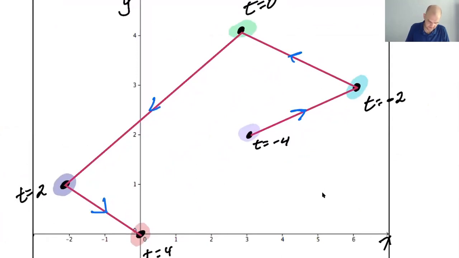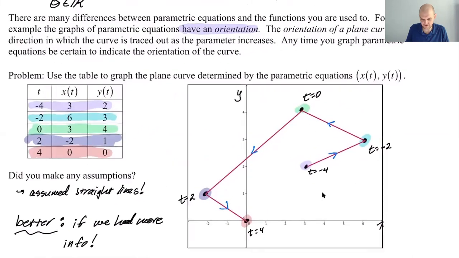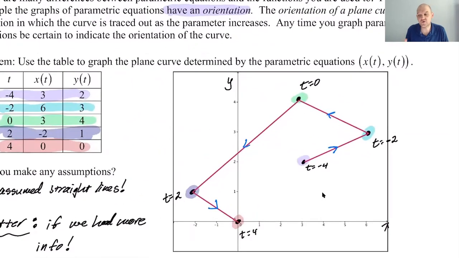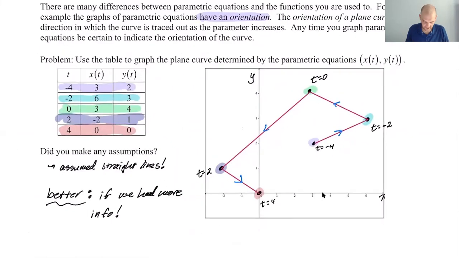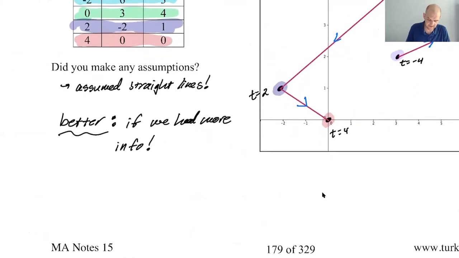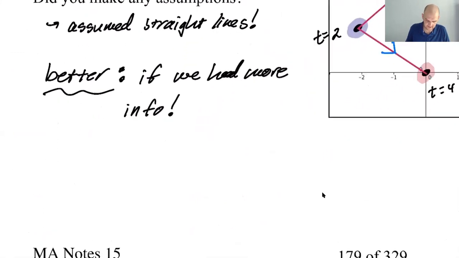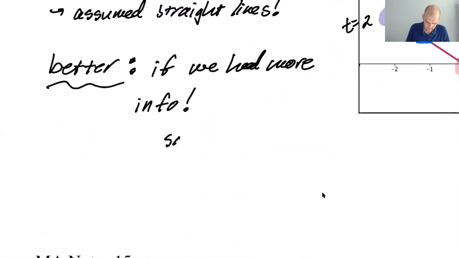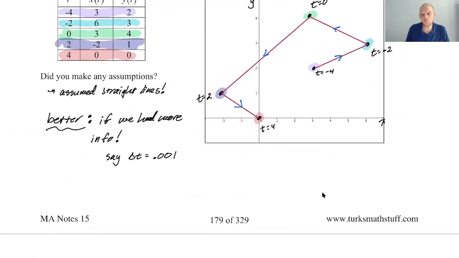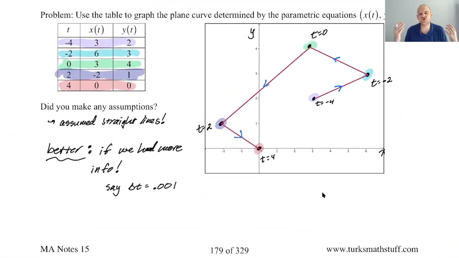Sometimes it's hard to put the orientation of the curve on, especially when things intersect themselves, which they do a surprising amount. But if we had more info, right? Like, say delta t is 0.001. That's way better. We'd have like 8,000 points, but it'd be better because we would know the fine details of the graph and then have a better idea.